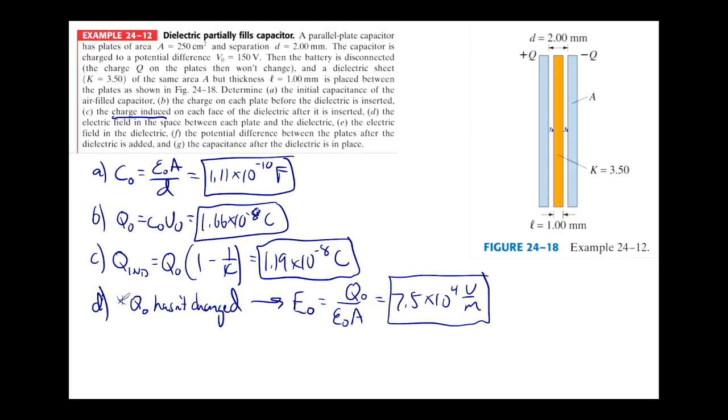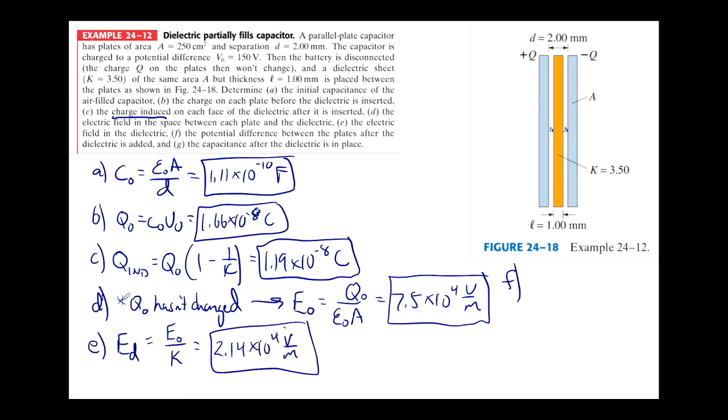Notice that part E asks us to find the electric field in the dielectric itself. So that's not the induced electric field, that's after we take the two electric fields and combine them. So that is E naught minus E induced. It's asking us to find E sub D, the electric field in the dielectric, which we already know is going to be E naught divided by K, the dielectric constant. So this is going to be 2.14 times 10 to the 4th volts per meter.